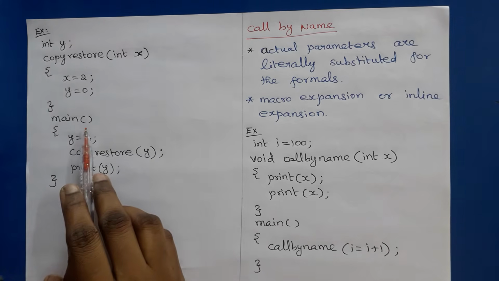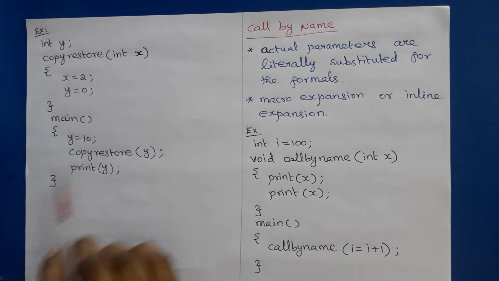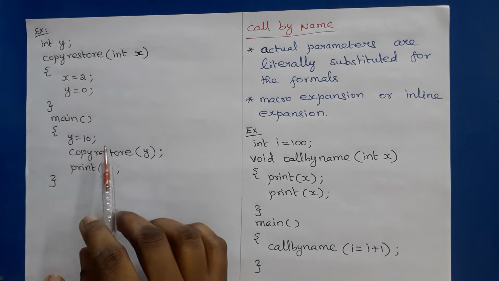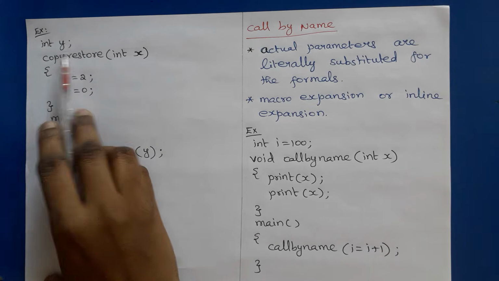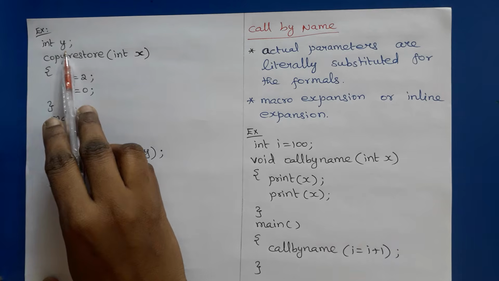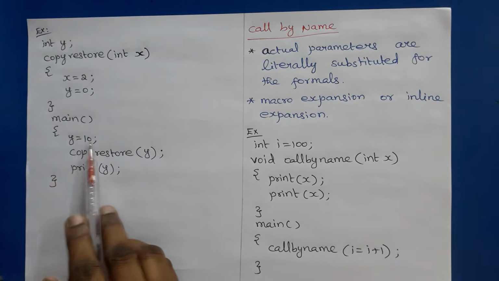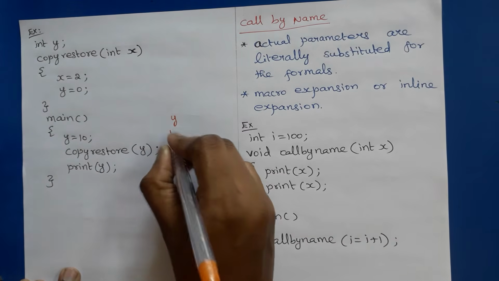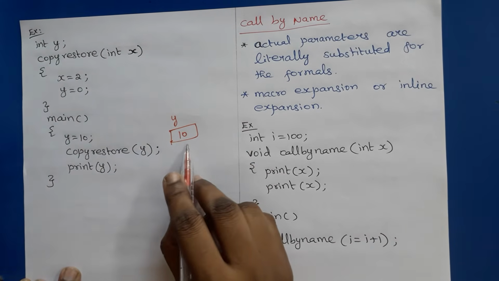And this is an example for copy restore, and this is not a C program. This is just an idea. It can be applied to C program also with the help of pointers. So here int y is a global variable. In main function, y is assigned to 10. So y is a global variable 10.